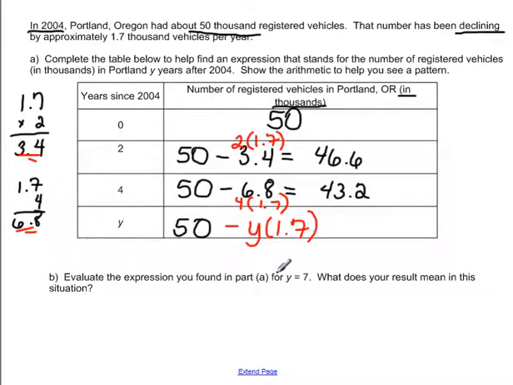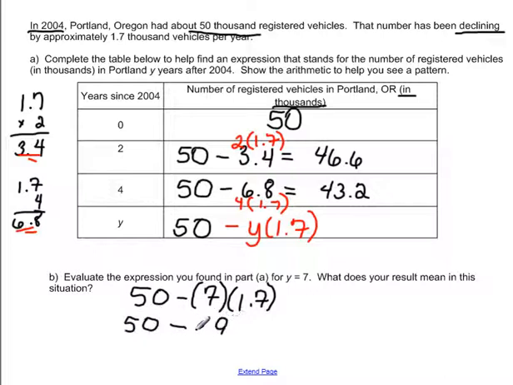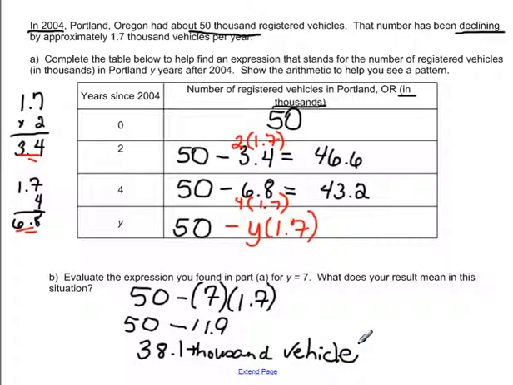Now when we come down here and evaluate that for 7, we're going to have 50 minus, now instead of Y, we're evaluating that for 7 times 1.7. So we'll do the multiplication first. 50 minus, that's going to give me 11.9, which is going to tell me that that comes out to be 38.1. 38.1 thousand vehicles registered, right? And that's 7 years since 2004, so that would tell me in 2011 would be our approximation. So that's what we would think for the number of registered vehicles.